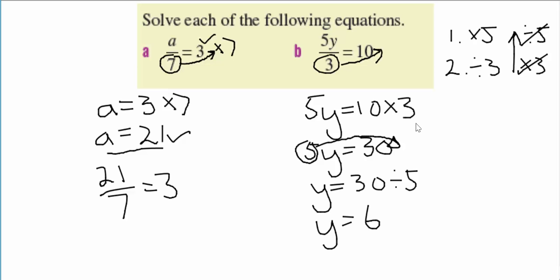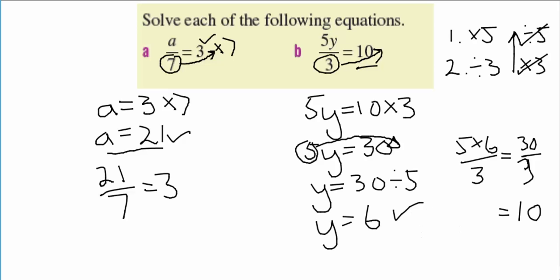Again, let's substitute that back in. So instead of 5 times y, I'm now going to write 5 times 6 divided by 3, which equals 30 divided by 3, which equals 10. All right, 10. So again, I know I've got that problem correct.